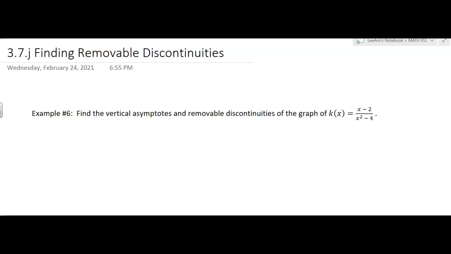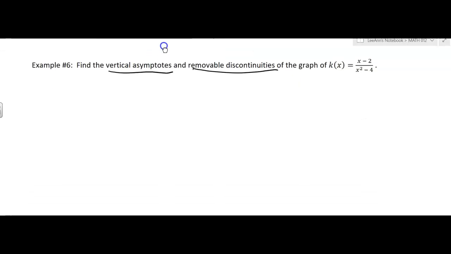Okay, so finding removable discontinuities. Find the vertical asymptote and the removable discontinuities. There could be more than one, but we'll see. Okay, so let me scroll this up, and we're going to talk about the graph. It doesn't ask us to graph it, but I think we should talk about it. The more of these graphs you see, the more familiar you'll get with them.